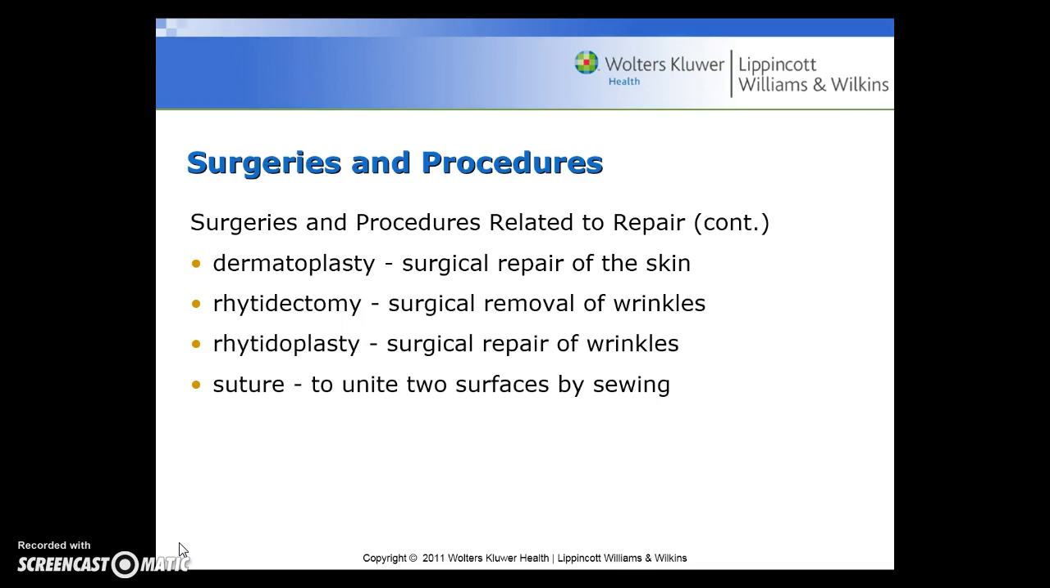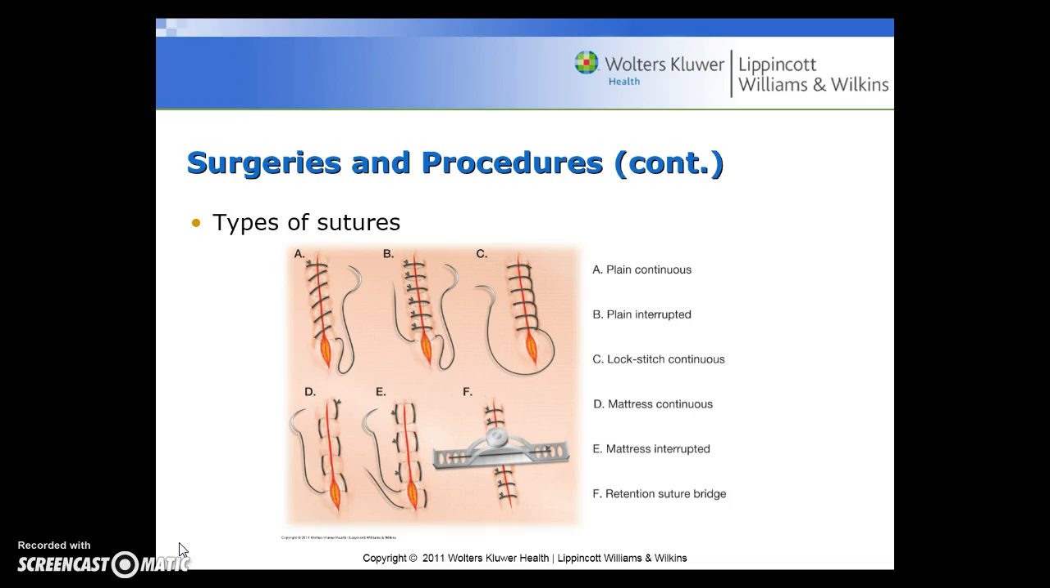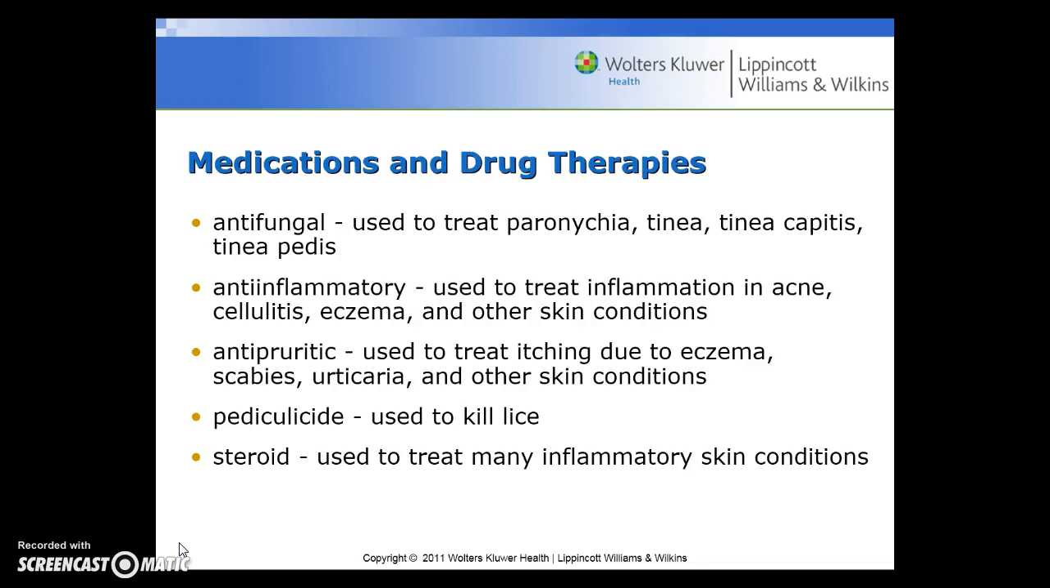Additional surgeries and procedures related to the integumentary system include dermatoplasty, which is surgical repair of the skin. Rhytidectomy is a surgical removal of wrinkles. Rhytidoplasty is a surgical repair of wrinkles, and a suture is used to unite two surfaces by sewing. So here are some different types of sutures, A through F: plain continuous, plain interrupted, lock stitch continuous, mattress interrupted, and retention suture bridge.